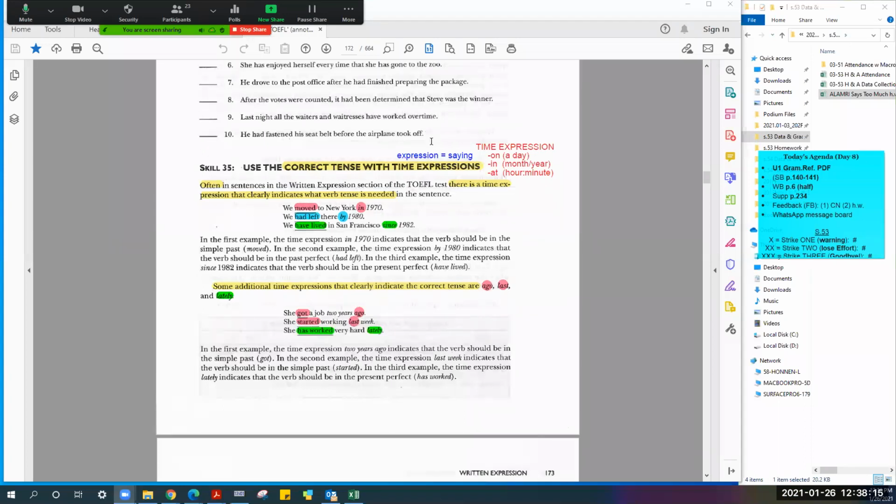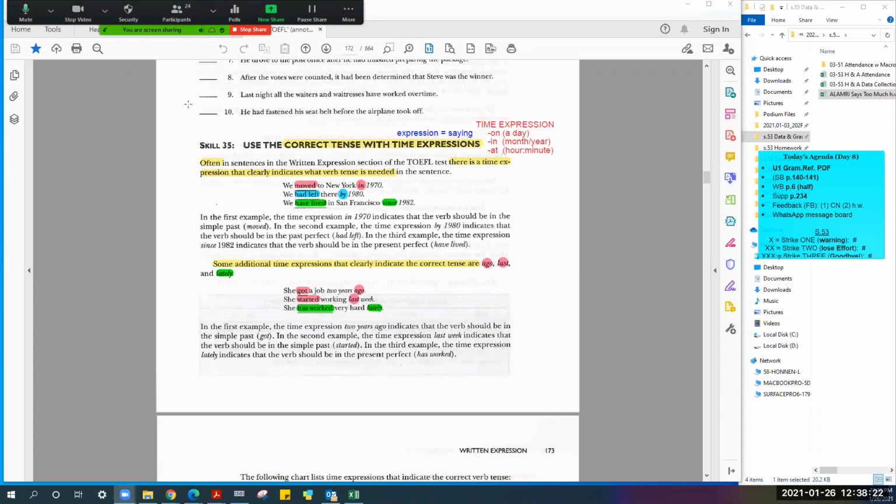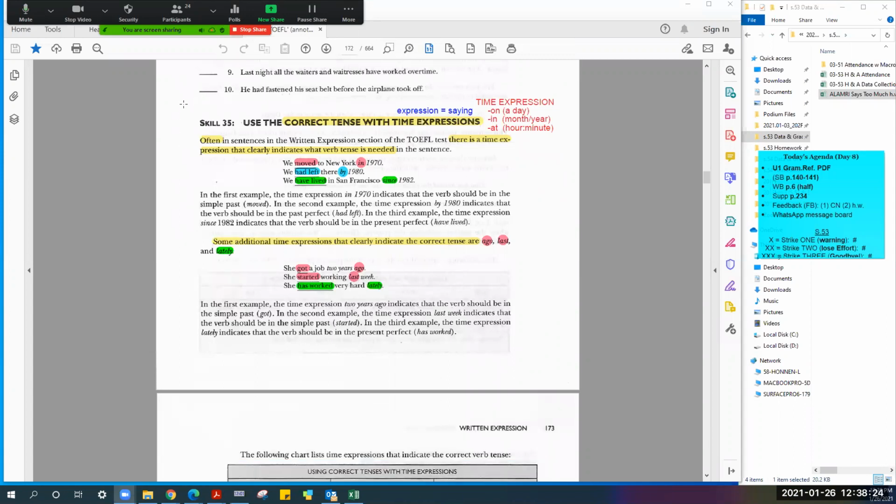Gentlemen, let's start. Abdulaziz, hashtag 8, Abdulaziz. Can you start reading? Yeah.